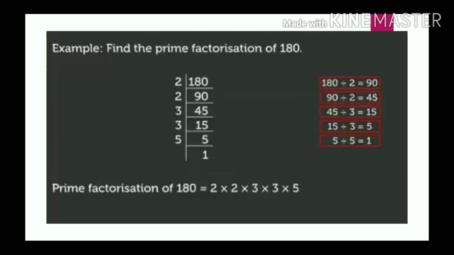Let's see with an example. Find the prime factorization of 180. Here you can see 180 is an even number and we have to divide it by the smallest prime number. The smallest prime number is 2, and as 180 is even, we can divide 180 by 2. We get 90 as the quotient, so we write 90 below the 180.